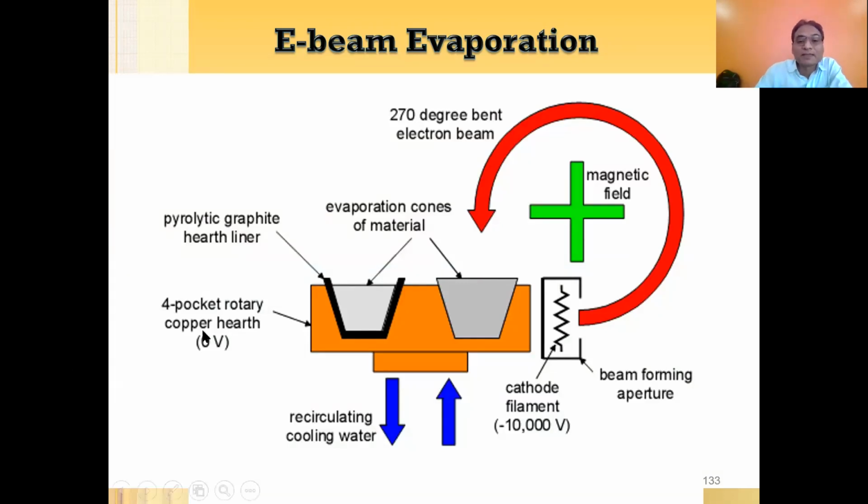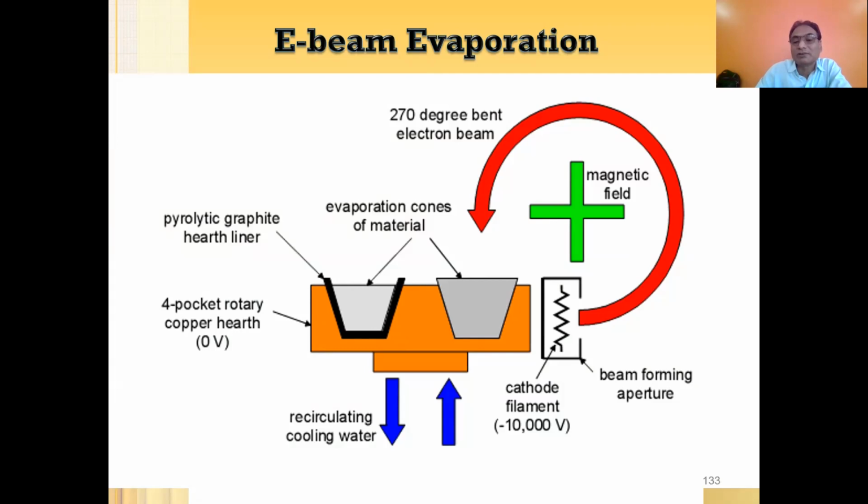You can see here, this is what we call a hearth. Hearth means a fireplace, a kind of place where the evaporated material can be kept. Now, whenever we are talking about thermal evaporation, we are going to heat this crucible. As a result, this material is going to be evaporated and deposited on the substrate. But in case of E-beam, we are going to use an electron beam for evaporating this source.